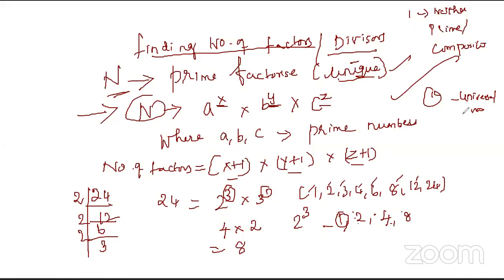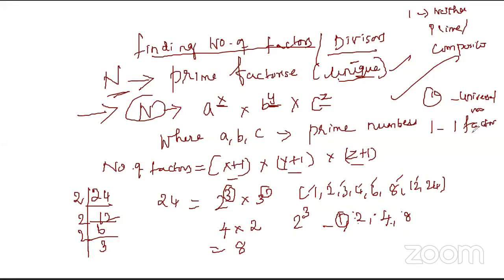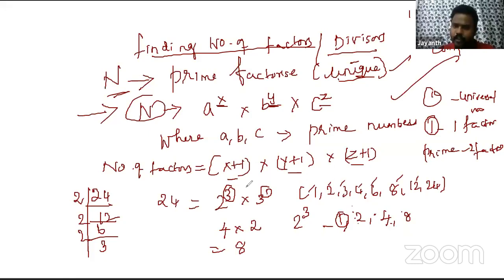Is that clear? 1 is a universal number, and 1 is the only number which has only one factor. Any prime number has 2 factors, but 1 has only one factor, since 1 is divisible by 1 alone. But for any number, 1 is a factor. We write 1 in a prime factorization, but we do not consider it separately. So after writing the prime factors, 1 is also one of the factors. That is why we add 1 to each power.